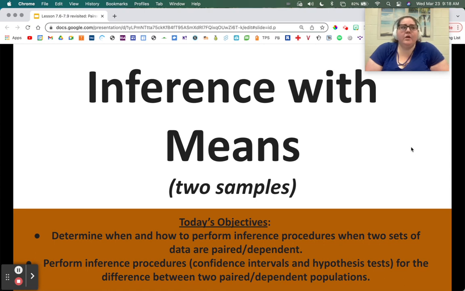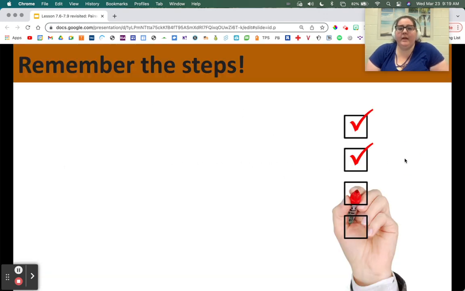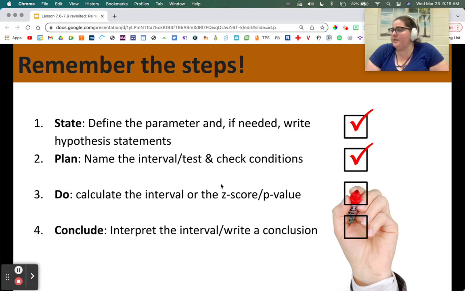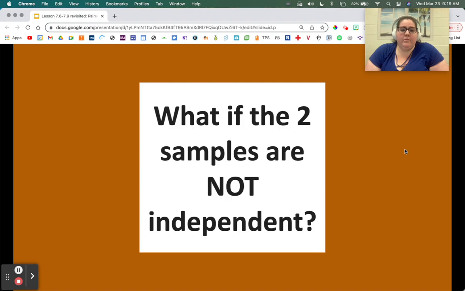Hello, hello. So we're going to continue talking about inference with means when we're dealing with two samples or doing some kind of comparison. But we're going to specifically look at what happens when our data from our two samples is not independent. So again, remember our steps, nothing new, same steps as always. But I wanted to put those up there. So what if the two samples are not independent?